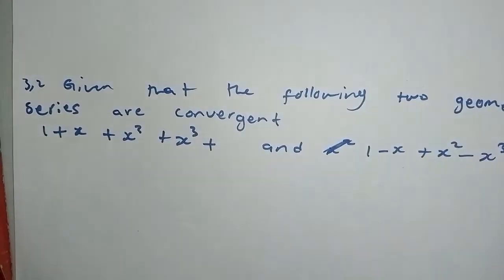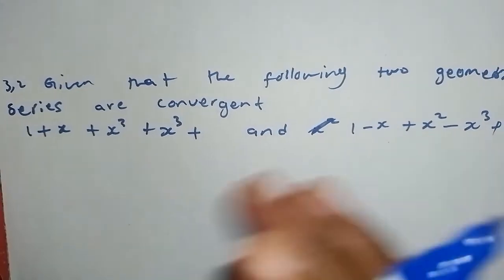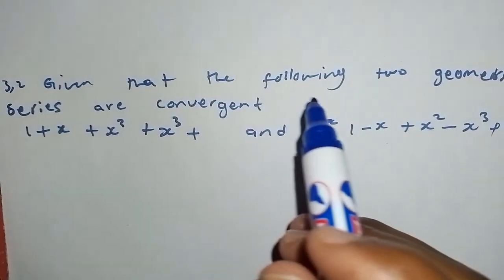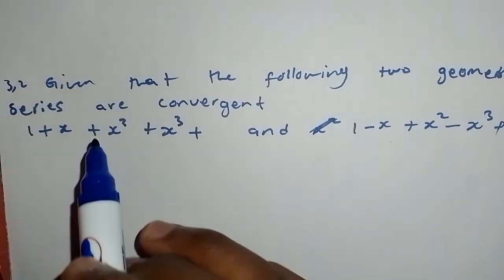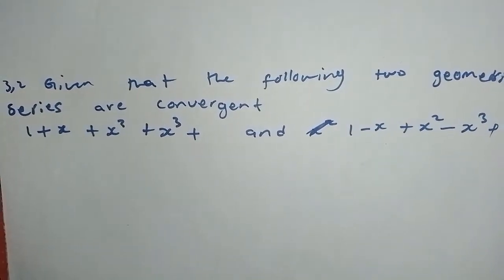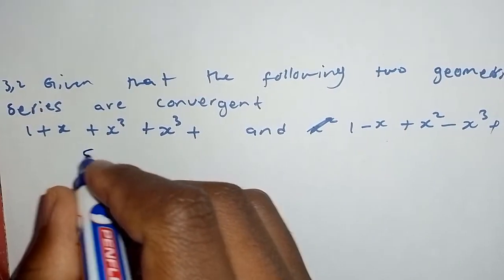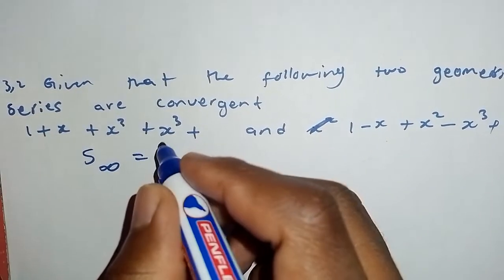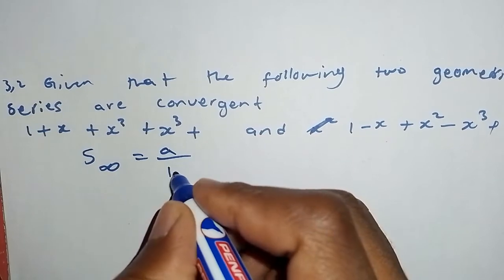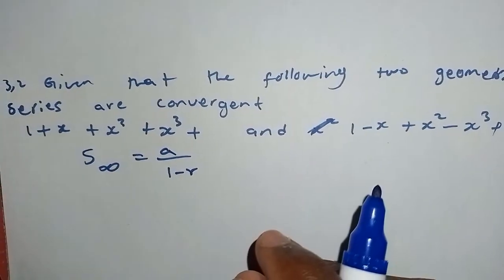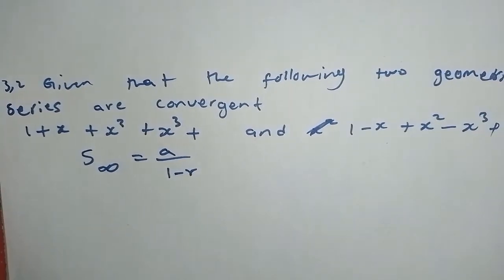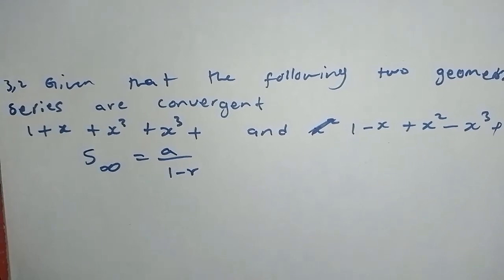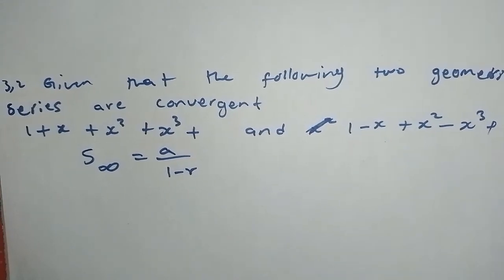The next question says, given that the following two geometric series are convergent, this one and this one are convergent. Okay, what does that mean? It means this is equal to a over 1 minus r, right? Okay, they are convergent, these two. Wait, okay, it means I didn't write the full statement. Let me just check where I wrote the full statement.